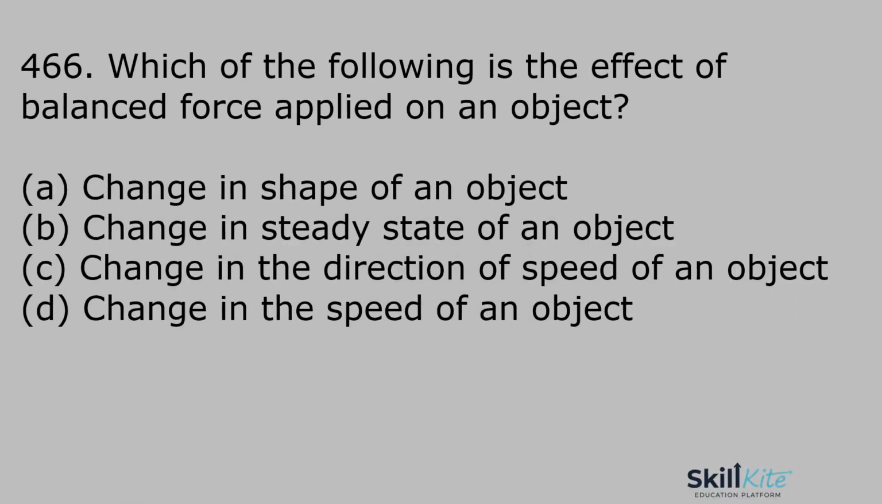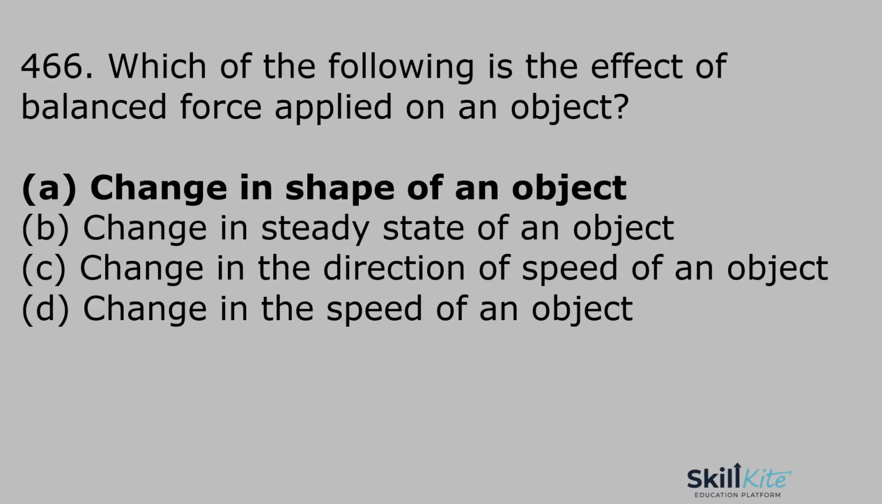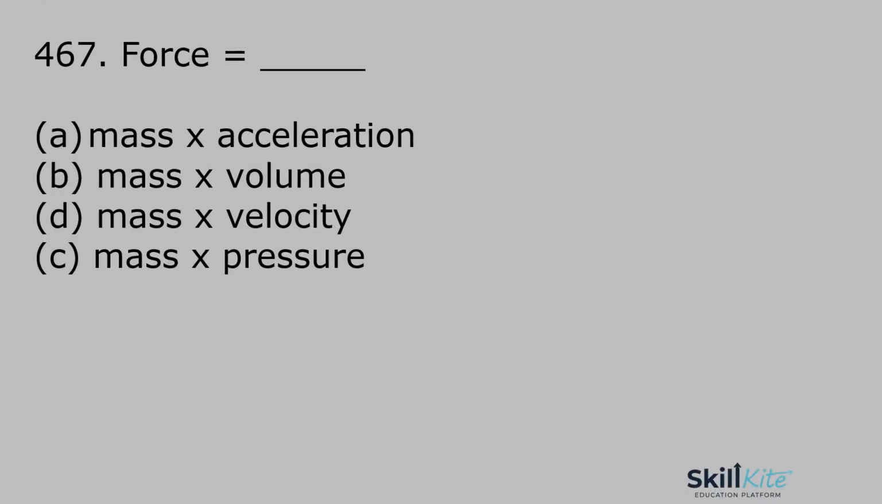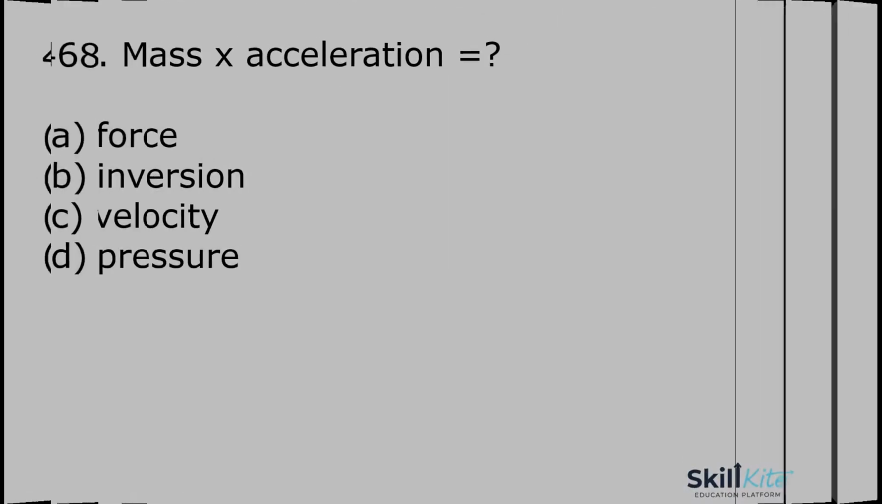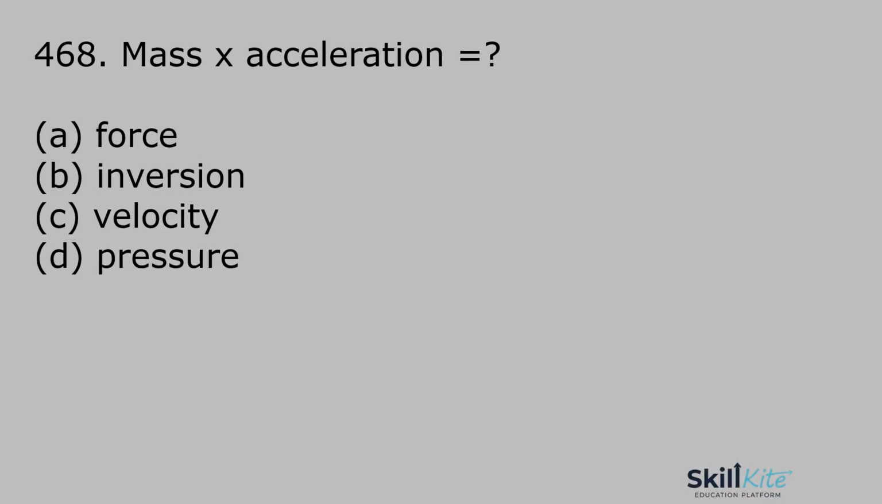Which of the following is the effect of the balanced force applied on an object? So that is change in shape of an object. If the resultant force of all the forces on the object is zero, then the force acting on the object is called balanced force, right? So the shape of the object always changes under the influence of the balanced force applied to an object. Force equal to mass into acceleration.